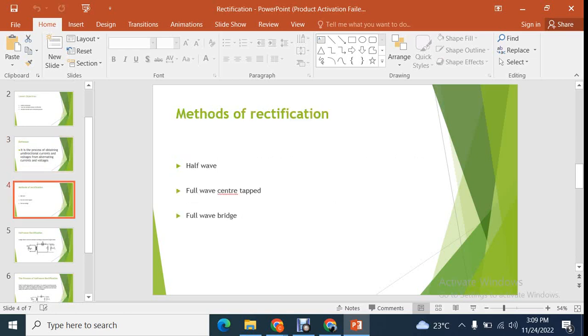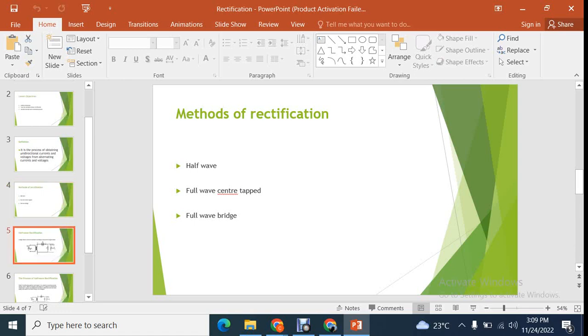Now, right away, we look at the methods of rectification, and there are actually three of them. We have half wave, we also have full wave center tapped, and we have full wave bridge. All of these are methods by which DC power can be obtained from AC, alternating current power.